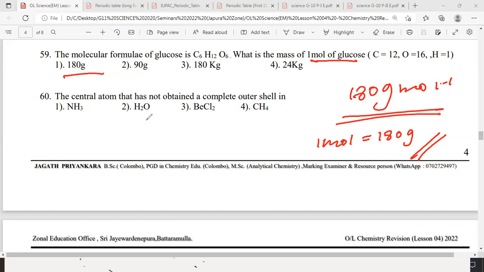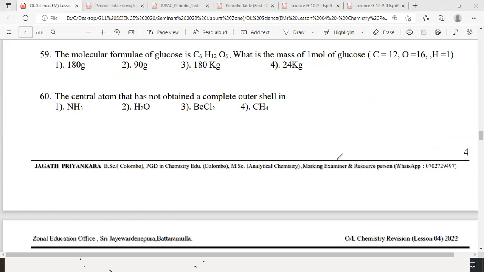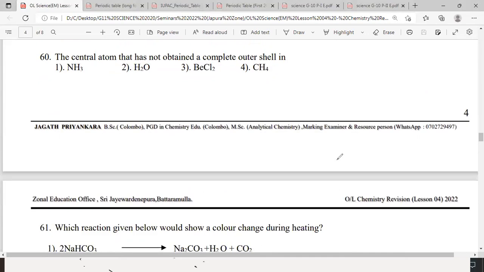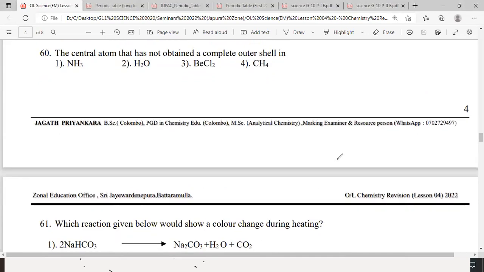Central atom that has not obtained a complete outer shell. This is a very good question. Question number 60 is a little difficult. Any volunteers? Can you give the answer in MCQ? Sadali? Third one. Masha? First one. Sitlini? Third one. Yeah, very good, excellent. Answer is 3, very good.